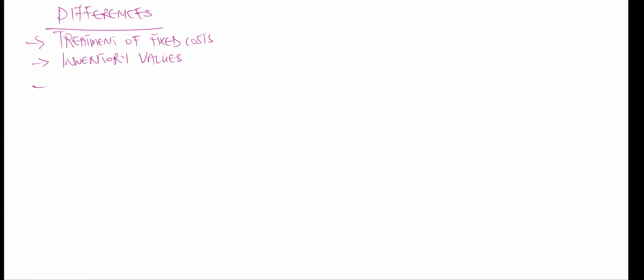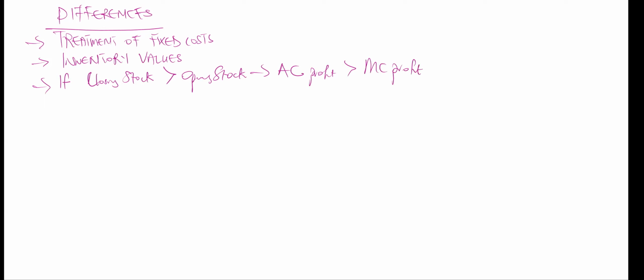And then another thing I want to talk about, this is what I used to always remember. If closing stock is more than opening stock, then absorption costing profit will be greater than marginal costing profit. I don't want to write the other side. Definitely, you know the other side will be the reverse. So that means if opening stock is more than closing stock, what happens?